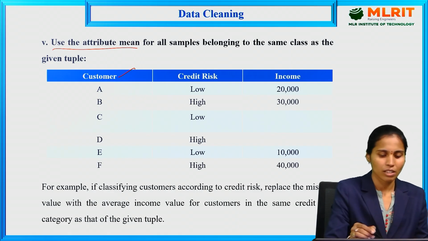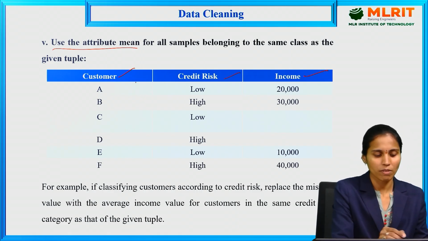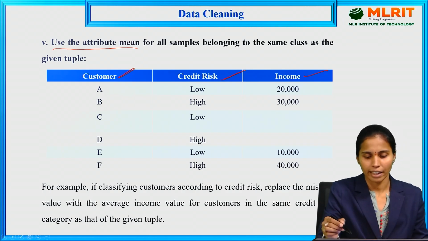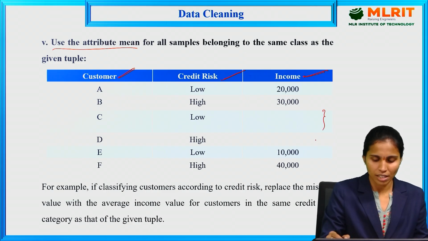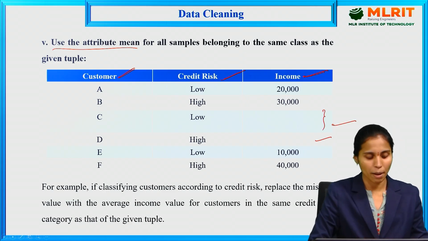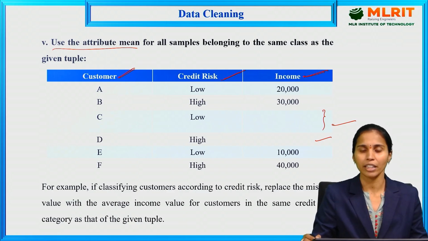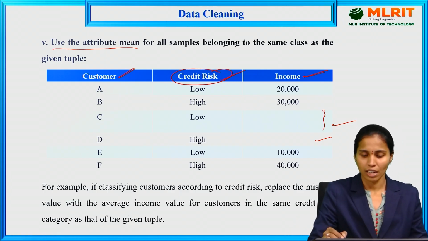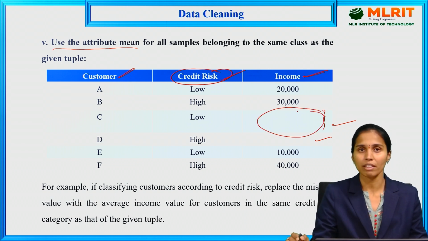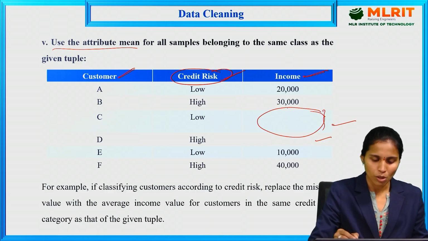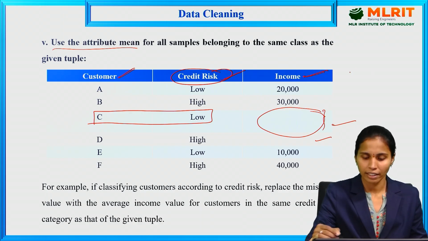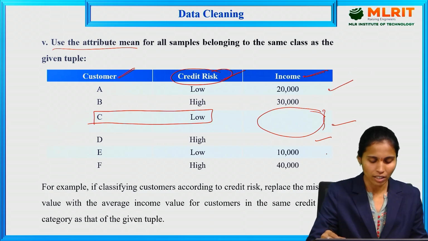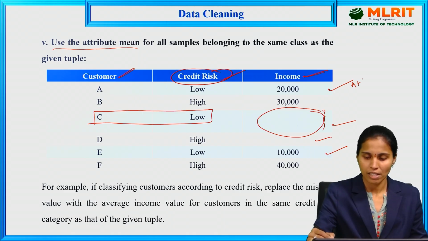For example, in this table, we have three columns. The first one is customer, the second one is credit risk, and the third one is income. In the income column, C is missing and D is missing. So, for example, if classifying customers according to credit risk, the missing value is replaced with the average income of the same category. That means C's credit risk is the low category. So we need to calculate the average of A and E, so A plus E by 2.